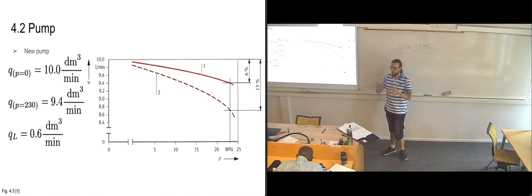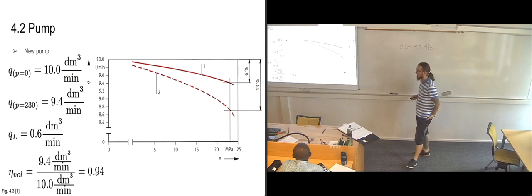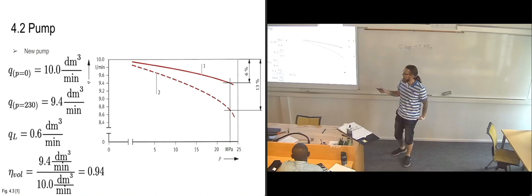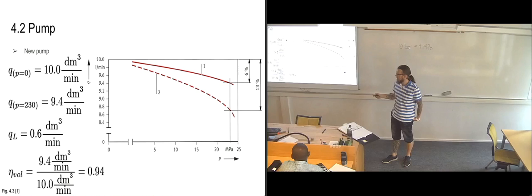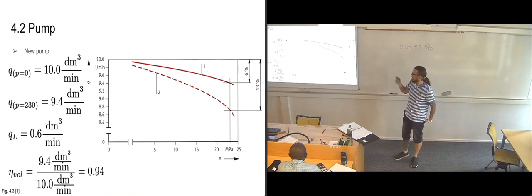liters per minute. And if we want to know our volumetric efficiency, we just do the actual flow rate, and we divide it by the optimum, which is when it has zero pressure going, and then we get the 94%. And we see that 94% plus 6%, then we are up at 100. So now we look at the used pump.